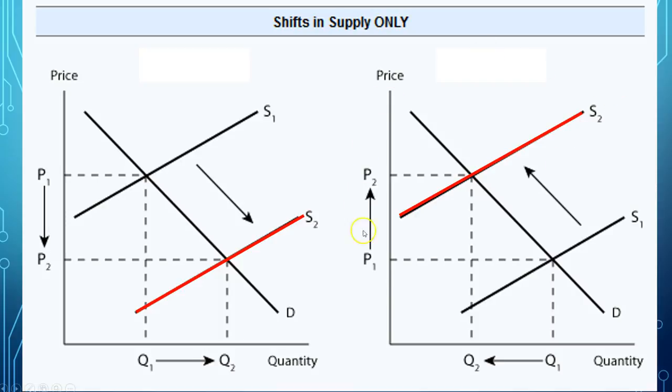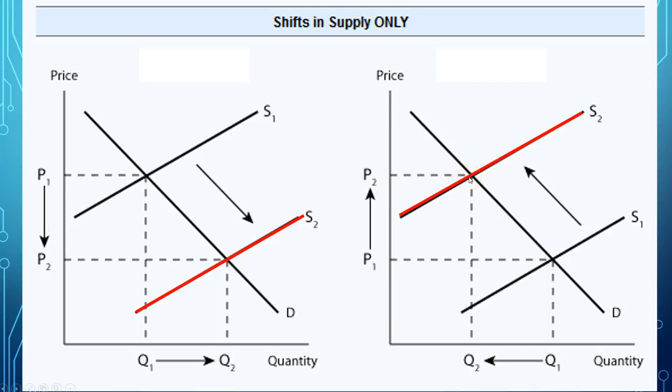On the right-hand side, we show a decrease in supply. Let's say there's a drought and you can't grow as many potatoes. With a decreased supply from S1 to S2, you'll see a smaller quantity sold, but a higher price point as we try to satisfy the market.